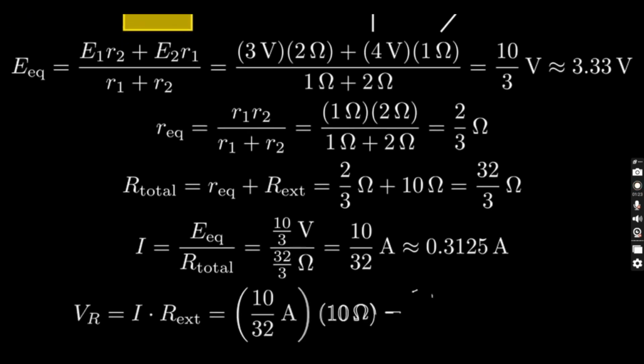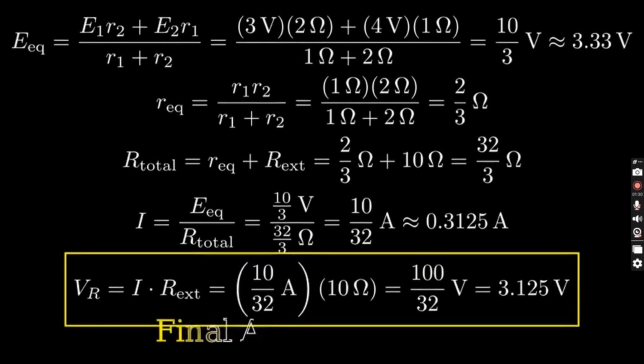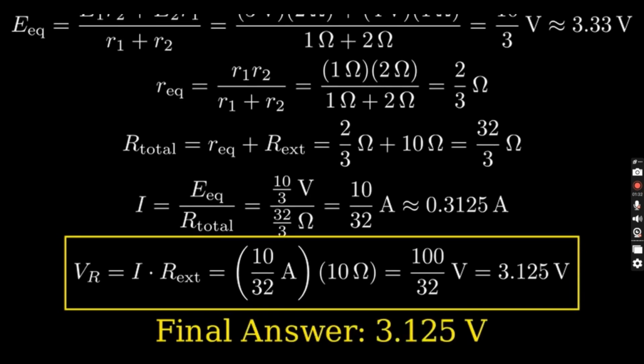Finally, we can find the potential difference across the external resistor. This is simply the current times the external resistance. Therefore, the potential difference across the 10 ohm resistor is 3.125 volts.